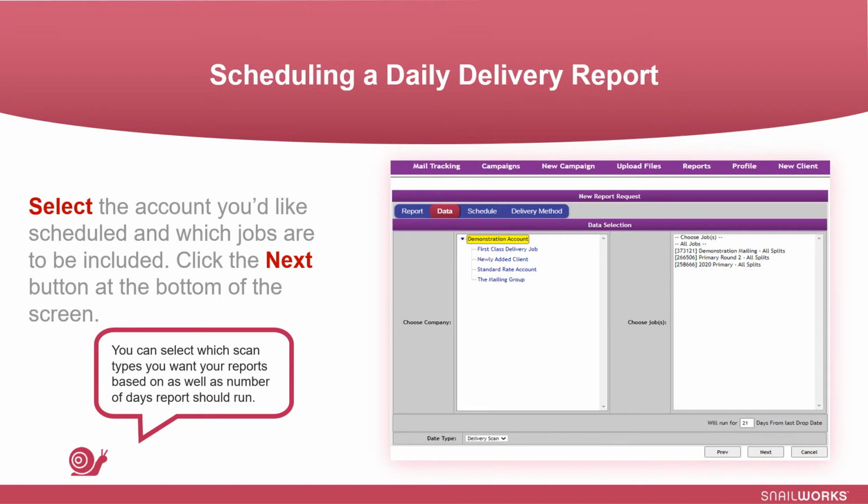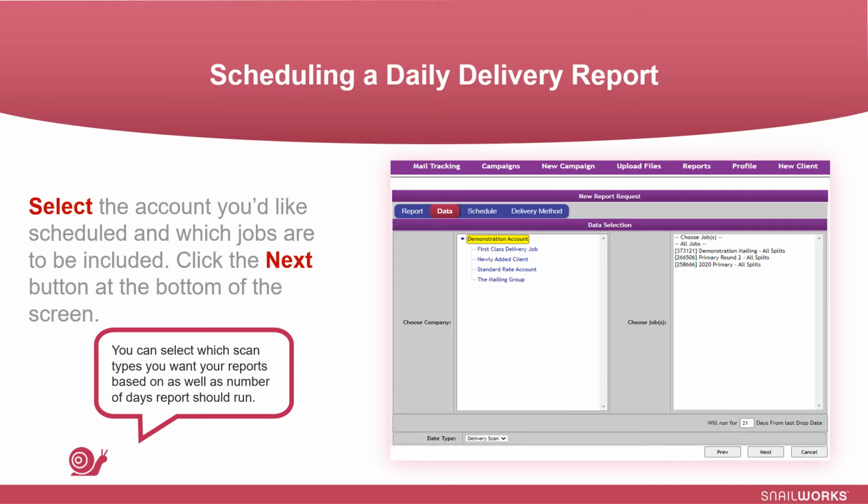You now have been taken to the second screen, which allows you to select which jobs you wish to create your reports for. That first window on the left-hand side allows you to select which accounts you want to generate your reports for. You will select on the account name or names that you want to include in your report. If you want to receive a report for all of the accounts within your master account, that's fine. Go ahead and keep that master account name highlighted.